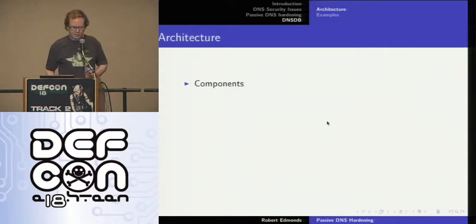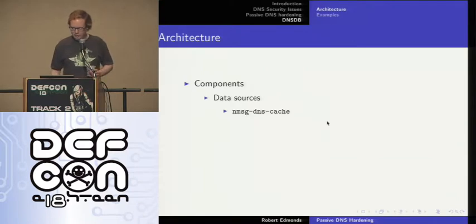DNSDB consists of several loosely coupled components. We have a number of data sources from which we receive new DNS data. The first and most important source of DNS data comes from a program called in-message DNS cache, which processes the raw passive DNS data as it comes in from our sensors. This is after it has passed the query response state inspection, and this program then performs the passive bailiwick algorithm that we described earlier, as that data comes in from the sensors.